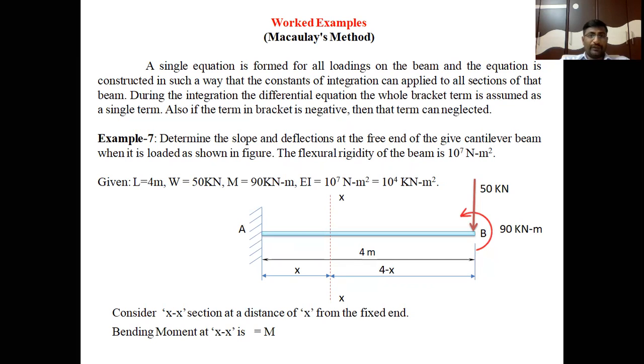First of all, you have to form a single equation at every point of the beam for the bending moment. A single equation is formed for all loadings on the beam. The M equation is formed as a single equation. And the equation is constructed in such a way that the constants of integration can be applied to all sections of that beam. So that means if we take the section at a particular point, this section is applicable throughout the beam.